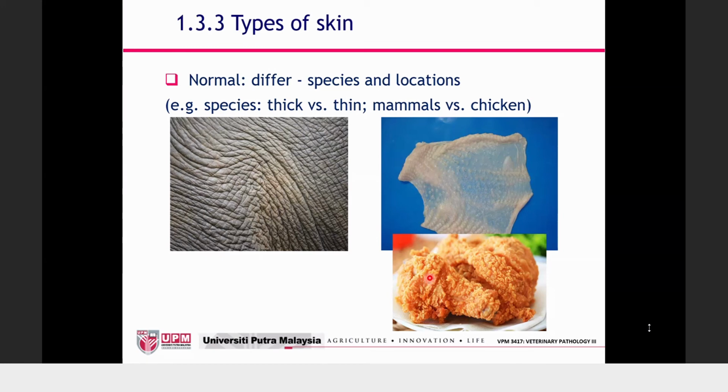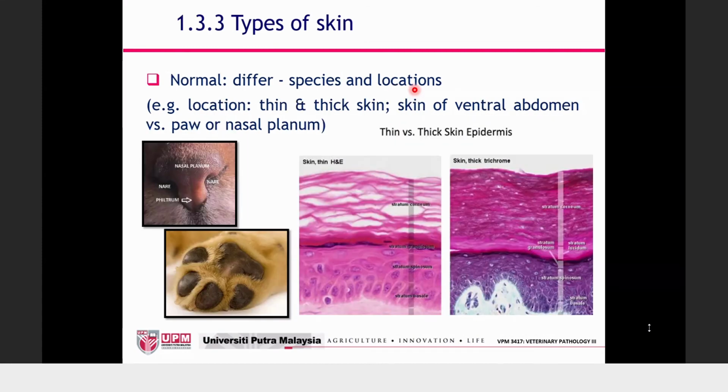Right. So in animal species, sometimes you might see certain animals might have thicker skin compared to certain animals. And then location. What do I mean by location? For location, for example, in a cat, you see this nasal planum. Remember I said the foot pad and also the nasal planum are considered as thick skin. So if you compare this area to the other parts of the body, the skin is always a bit thinner.